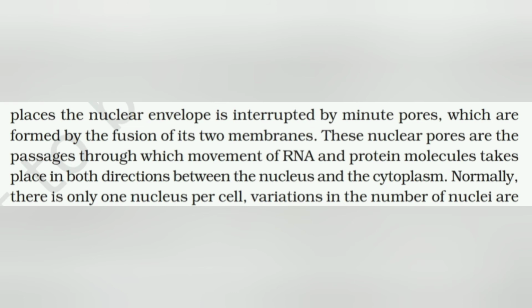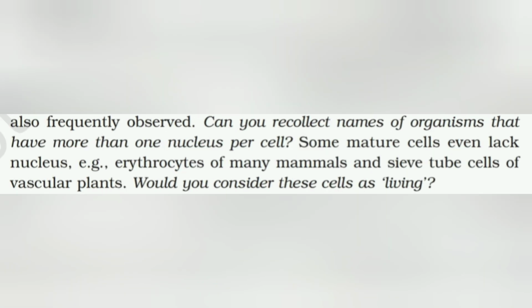Normally, there is only one nucleus per cell. Variations in the number of nuclei are also frequently observed. We must try to know the names of the organisms that have more than one nucleus per cell. Some mature cells even lack a nucleus. For example, mammalian RBCs, that is erythrocytes, and sieve tube cells of the vascular plants.